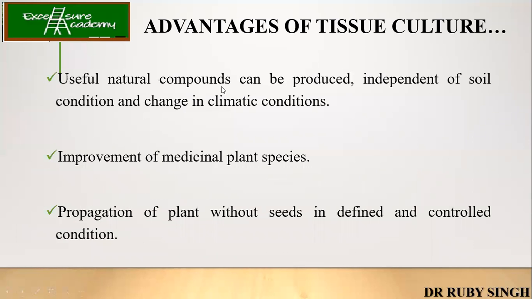Next. So useful natural compounds can be produced independent of the soil conditions. This already we have discussed. You can also improve the medicinal plant species. For example, the plant species is able to produce. For example, I can give the example of, one second.